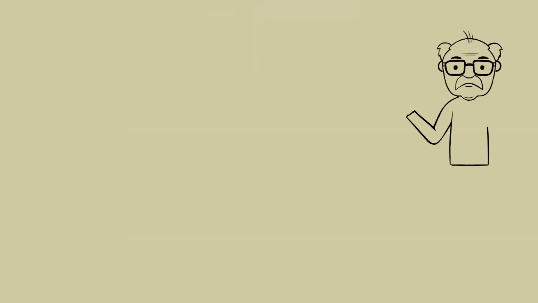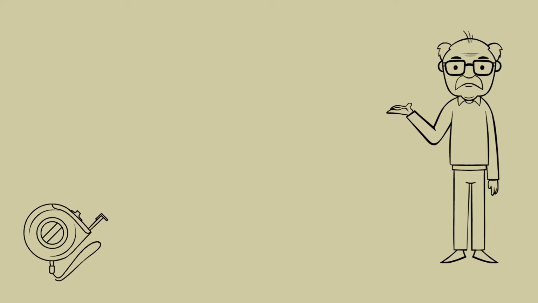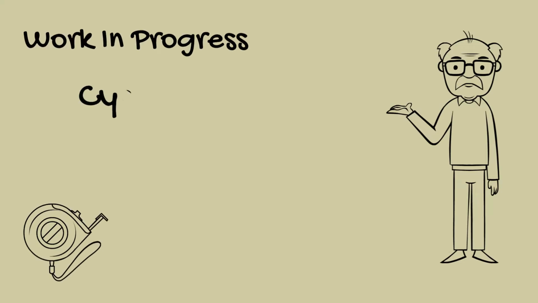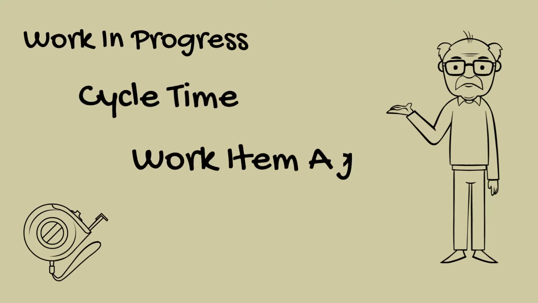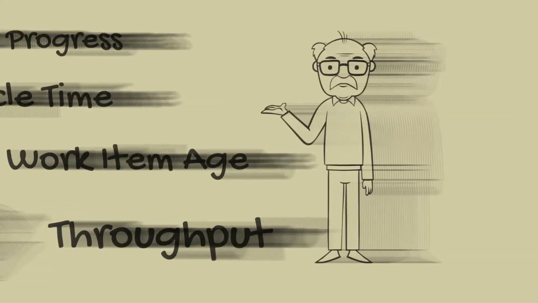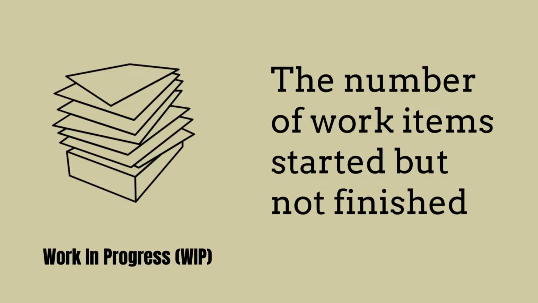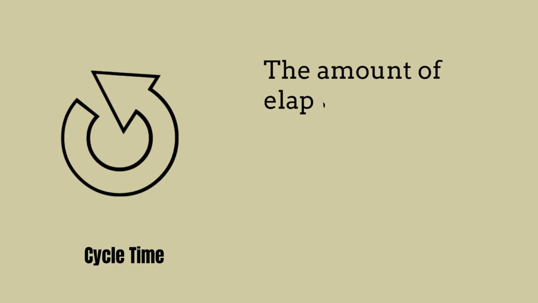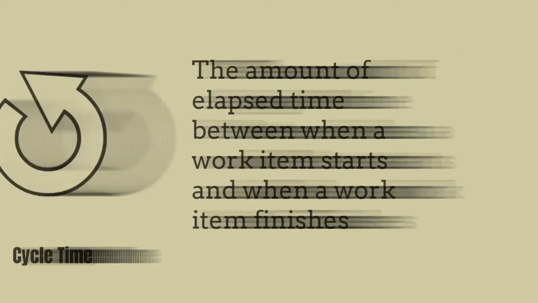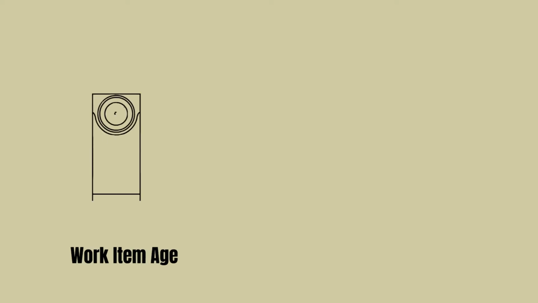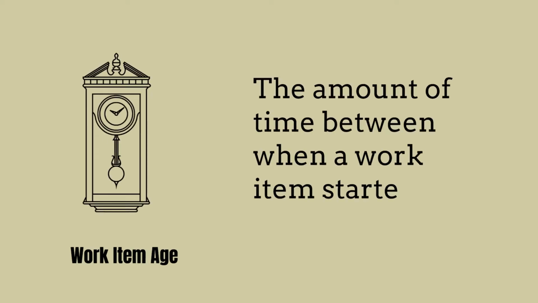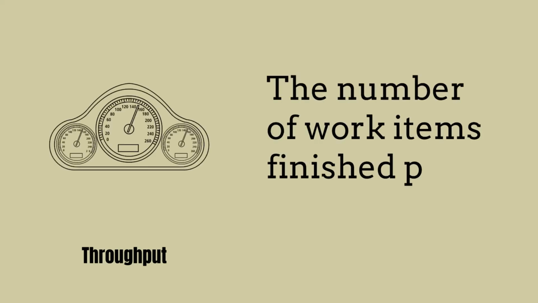So flow can be measured using 4 basic metrics: work in progress, cycle time, work item age, and throughput. Work in progress, or WIP, is defined as the number of work items started but not finished. Cycle time is defined as the amount of time elapsed between when a work item starts and when a work item finishes. Work item age is the amount of time between when a work item starts and the current time. And throughput is the number of work items finished per unit time.